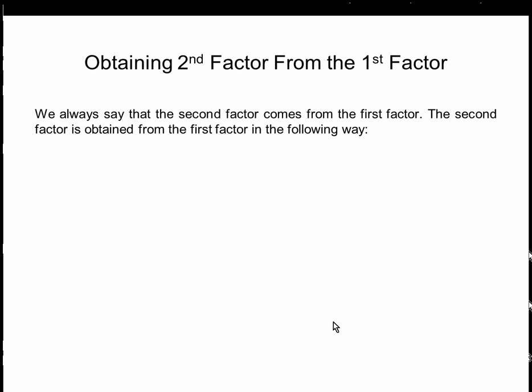Obtaining the second factor from the first factor, because we always say that the second factor comes from the first factor. The second factor is obtained from the first factor in the following way. So this is how you get the second factor from the first factor. Step 1, square the first term of the first factor. Whatever it is, just square it.